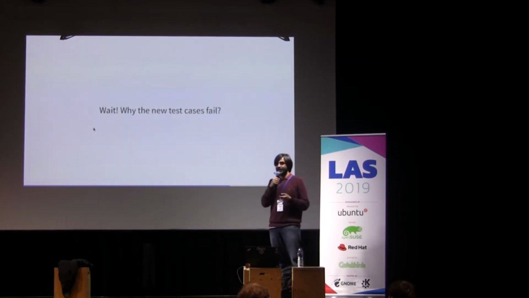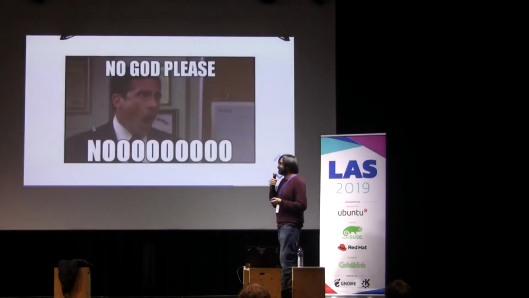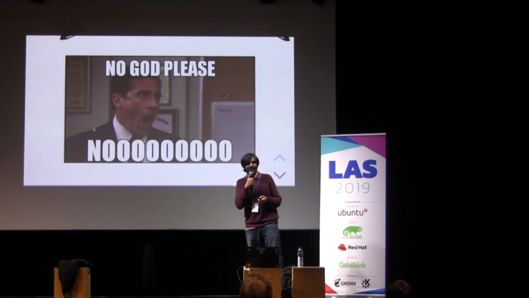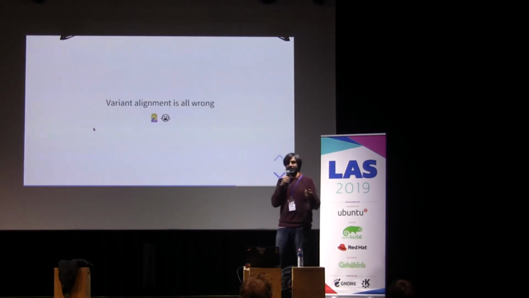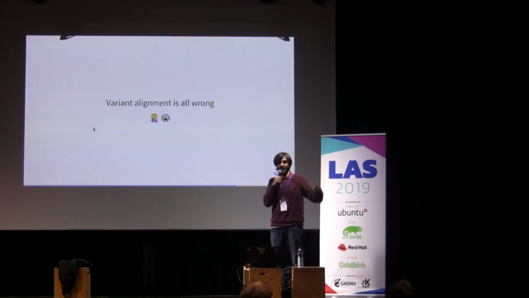The last data type I added was the hash map, and the test cases that I added were a bit extensive. So they were failing, and I thought maybe I have made some mistake in the implementation or the test cases themselves. I was looking at it for days, and I realized that no, that wasn't it. It was something much worse. Variant alignment was all wrong in what I had implemented, and that only came out in that test case.